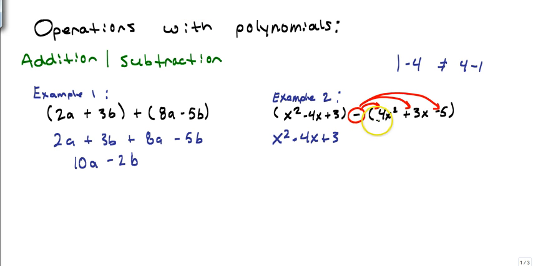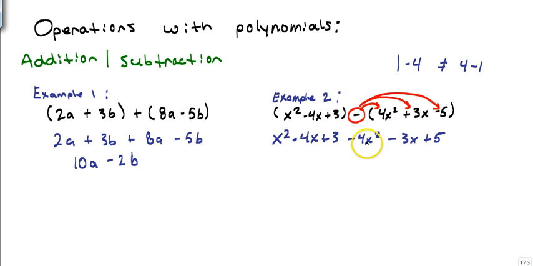So that's actually going to give us a negative 4x squared minus 3x, and then negative times a negative is positive, so plus 5. This is where you have to be careful and make sure you distribute that negative through those parentheses. So now I'm just collecting like terms.